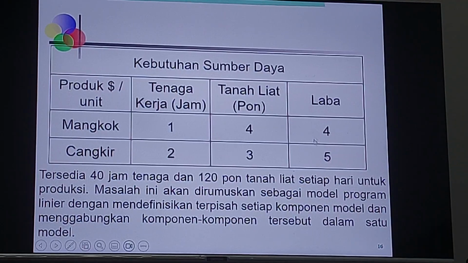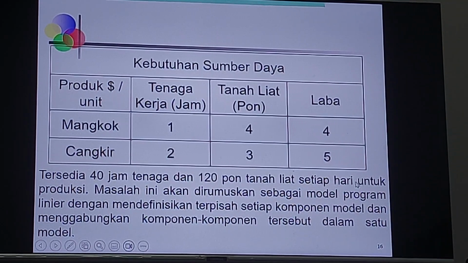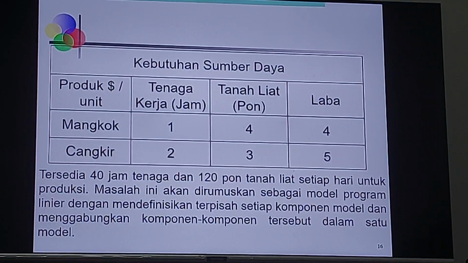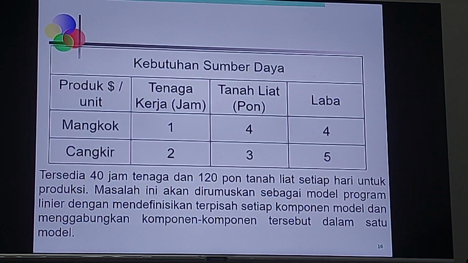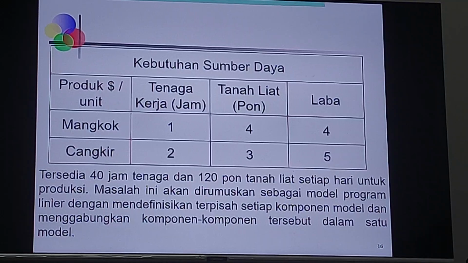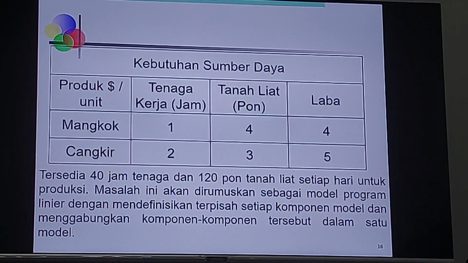This is actually a parameter. Profit is a parameter because it's there. You don't change it. Right? But a variable will change. How many bowls, how many cups you make, it's up to you. You decide. But the profit does not change. Each bowl will have $4. Each cup will have $5.